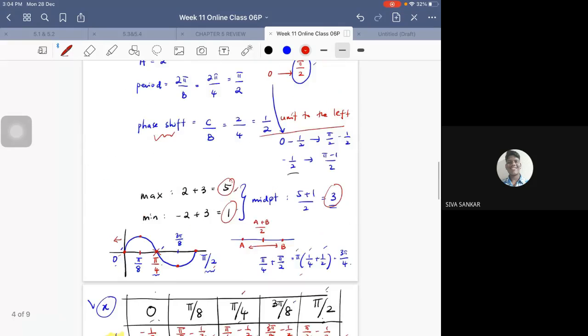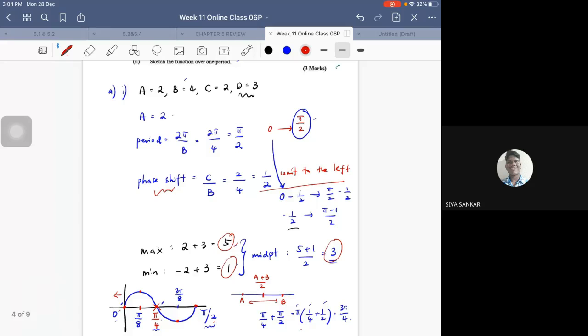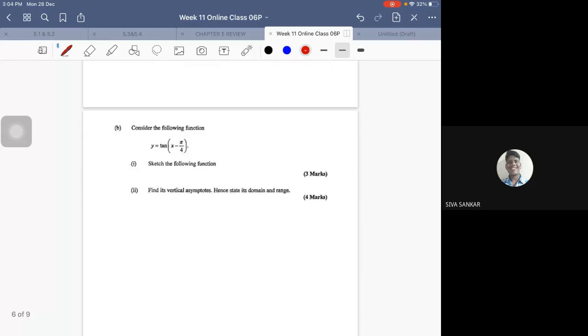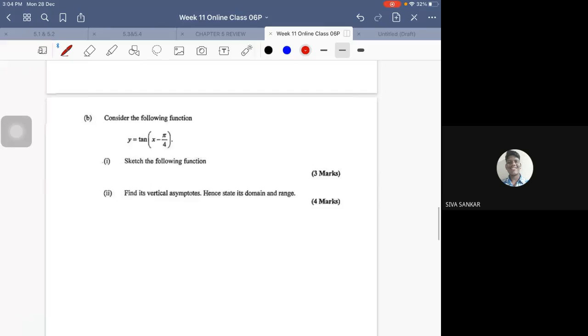You have to show what happens, how you calculate the period, how you calculate the phase shift. Otherwise how would I know you did it yourself? Because you can simply put it into some software and come up with the function and so on. Okay, so now we're going to move on to B.